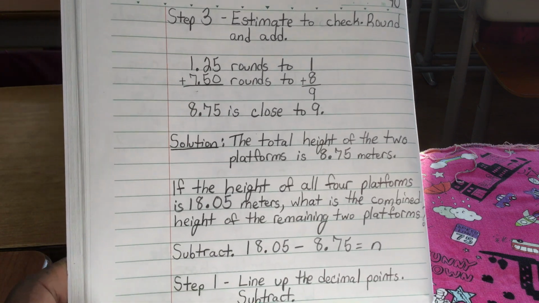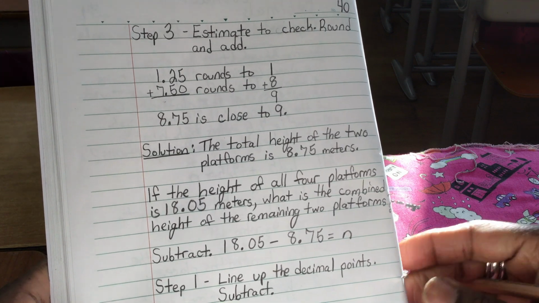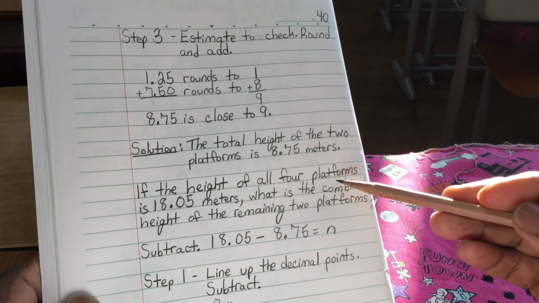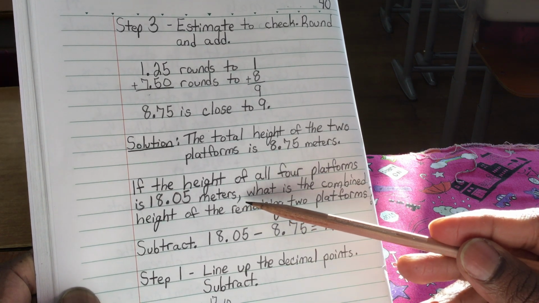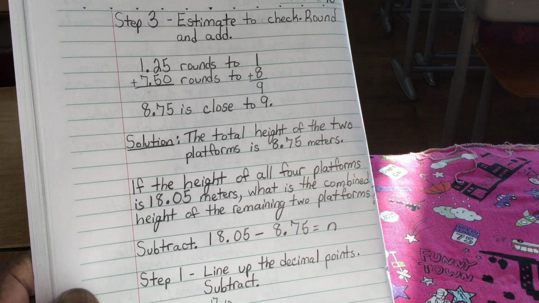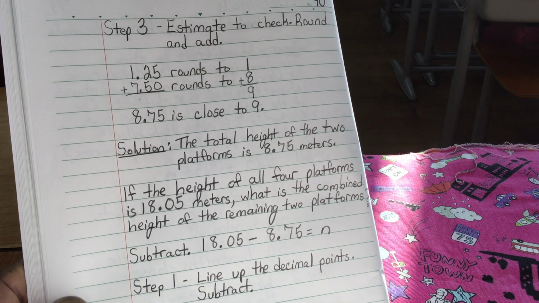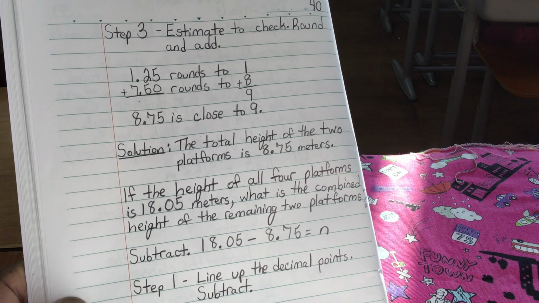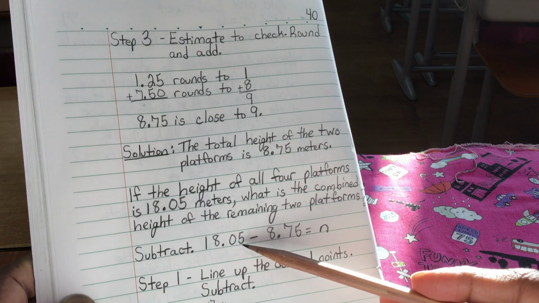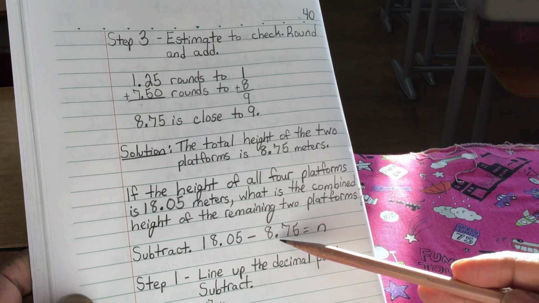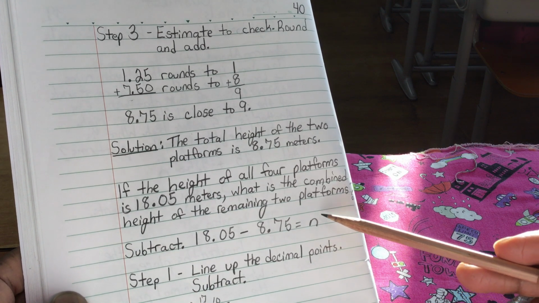Now we're going to look at a subtraction question. If the height of all 4 platforms is 18.05 meters, what is the combined height of the remaining 2 platforms? Now we need to subtract. 18.05 minus 8.75 equals n. Mystery number.